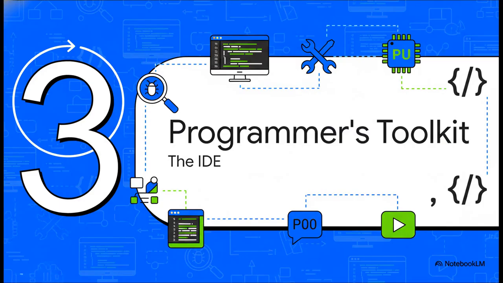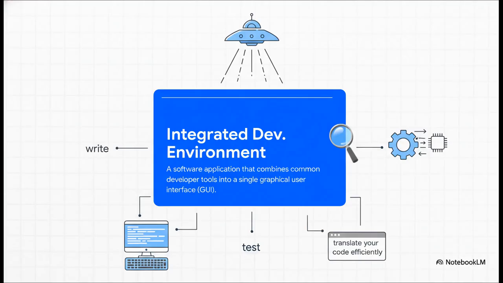All right, so we've talked about languages and the translators that convert them, but where does all this magic actually happen? Where does a programmer sit down and actually write, test, and translate their code? Well, that brings us to our third key topic, the Integrated Development Environment, or IDE for short. Yeah, you can think of an IDE as basically the command center for any programmer. It's this single piece of software that brings together all the essential tools you could possibly need to write, test, and translate your code, all in one place.